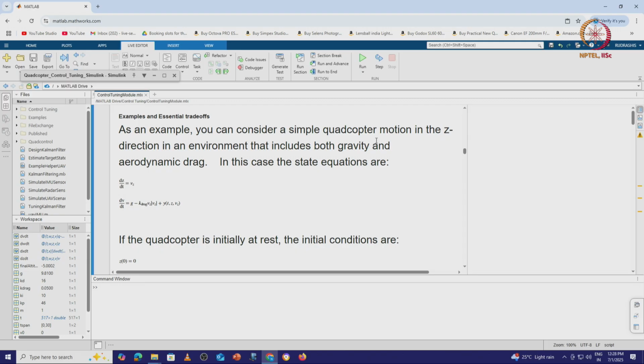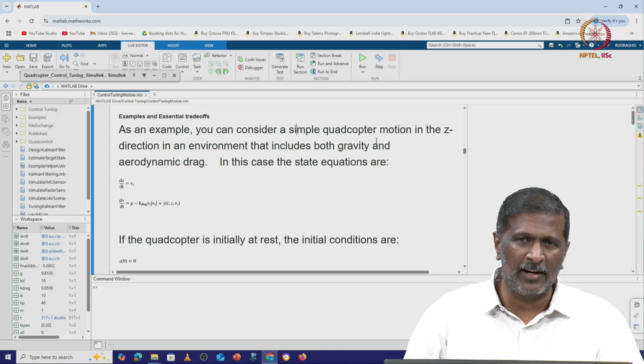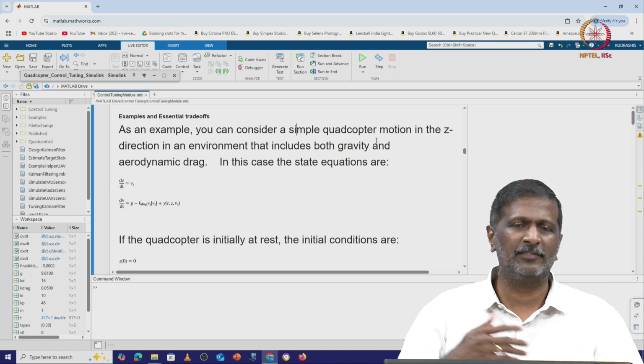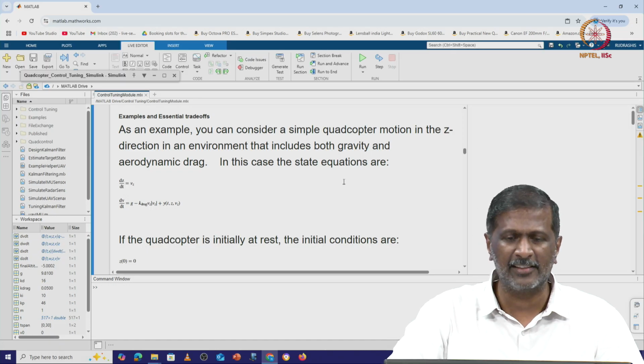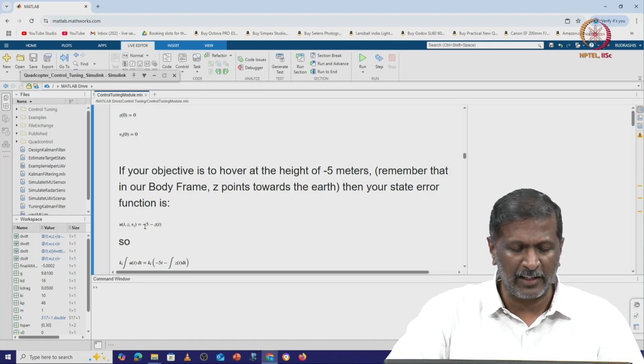If you want to go to a position, let us say XY position from 0, 0 to 10, 10, the time it takes to reach that position is very important. If the time is too small, it will pitch very fast to get a higher velocity. If it pitches very fast, it will tilt more and the aircraft may not be stable. So you need to convert the demand to a desired value. That is very important, and that is where you play with these gains to decide how fast you want it to respond. For example, if your objective is to hover at 5 meter, then your state error will be 5 minus z of t.